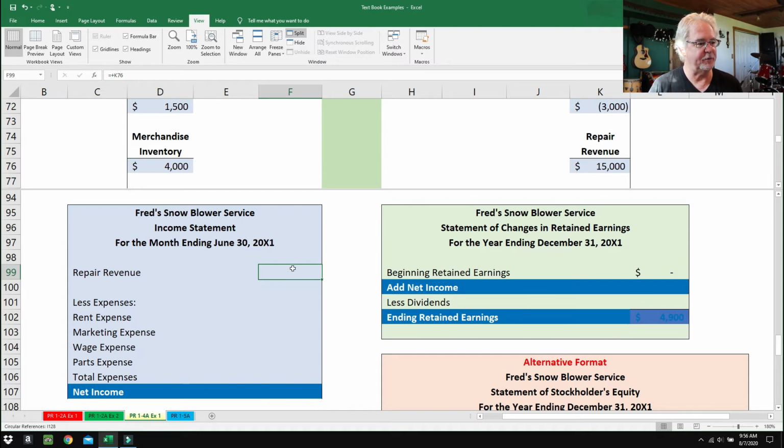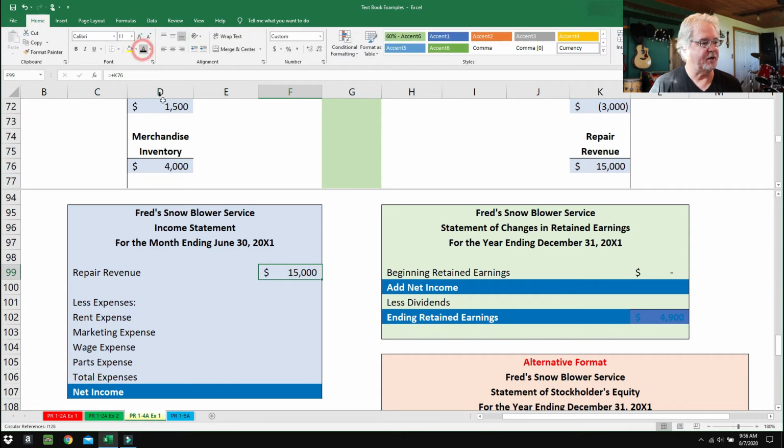Repair revenue. So here we go, and all we do is we look at our general ledger and we just pick out the numbers, and there we are. The only things that go on the income statement are revenue and expenses. That's it. Nothing else goes on the income statement. So repair revenue, here it is, 15,000. Let's put it down here, 15,000. There you are. Okay, and let's come down to the expenses now.